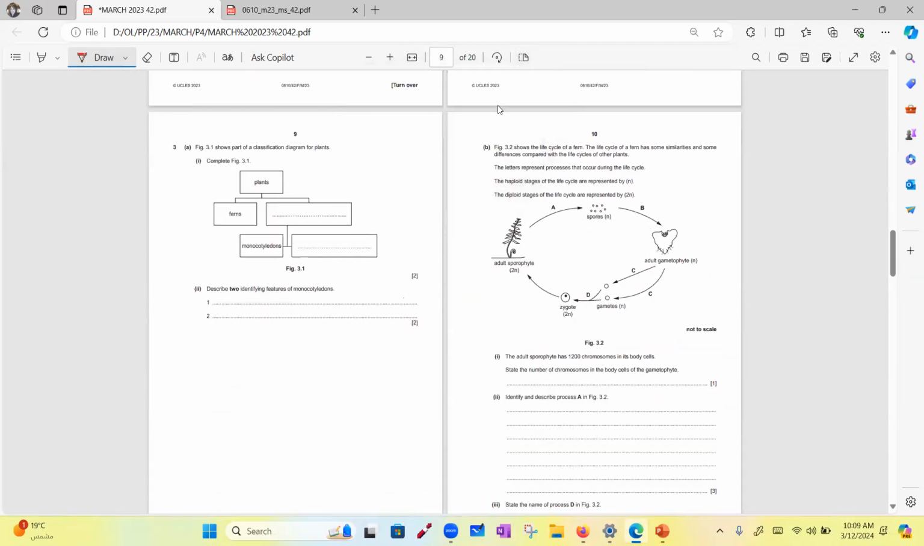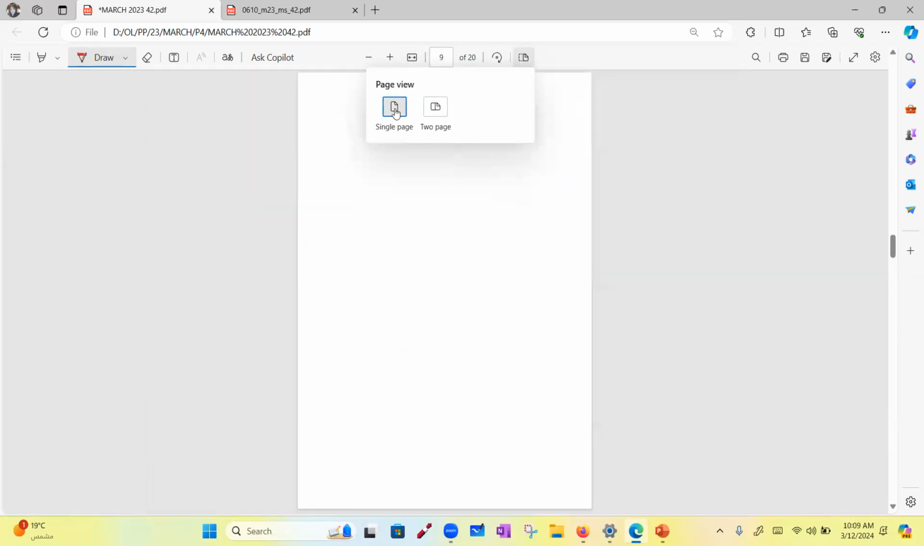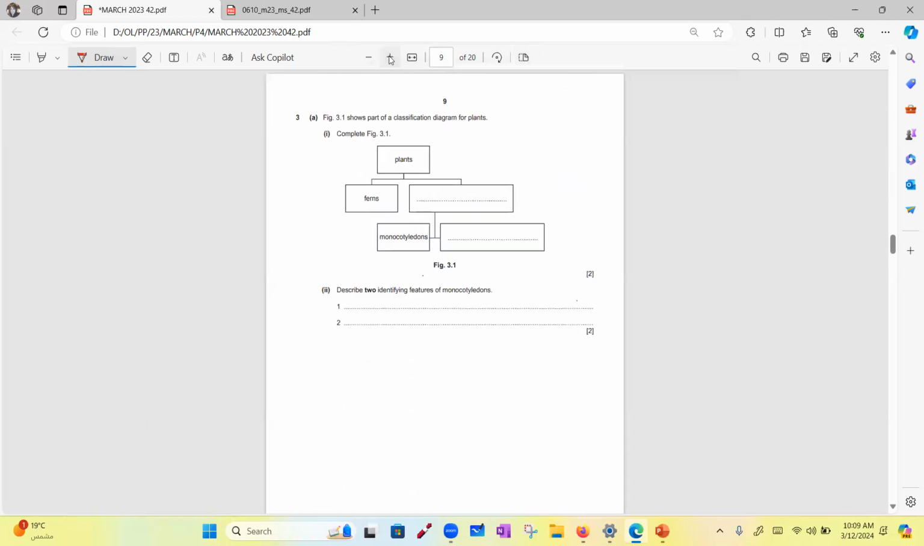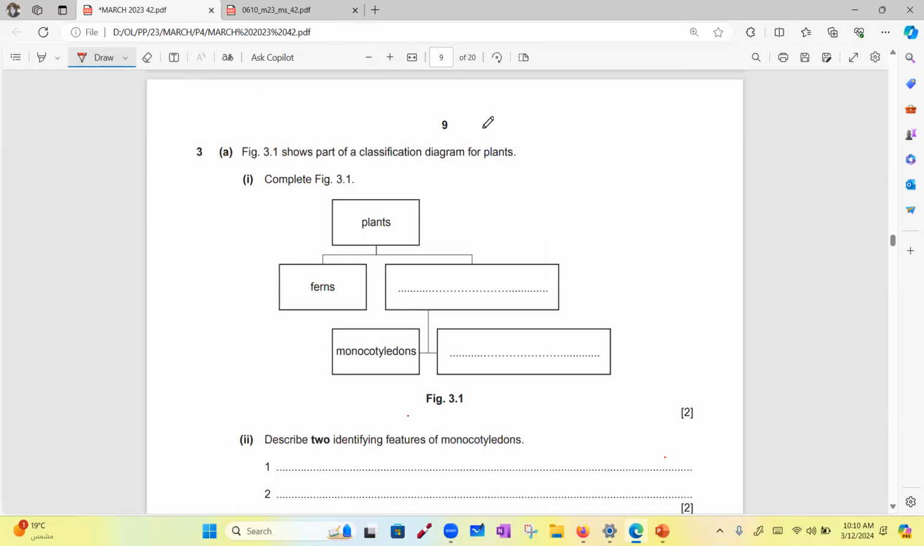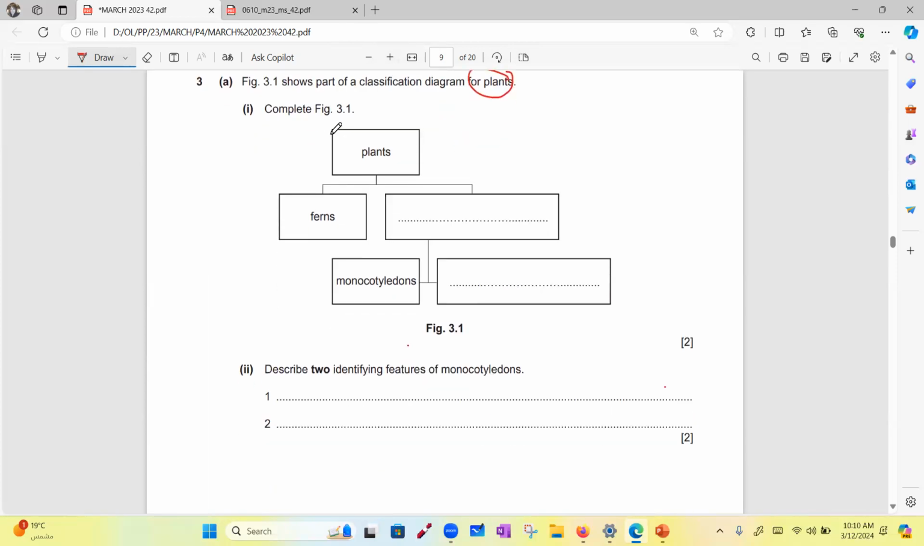Good. Now, question number 3 on this exam, page 9. Because you get to ignore the questions that we took at the very beginning of the year, classification and cell structure. And this question here is over classification of plants. Figure 3.1 shows part of the classification for plants. Now, complete figure 3.1. Plants are divided into the ferns and the what? What are the ferns? Remind me. Flowering or non-flowering? Non-flowering.